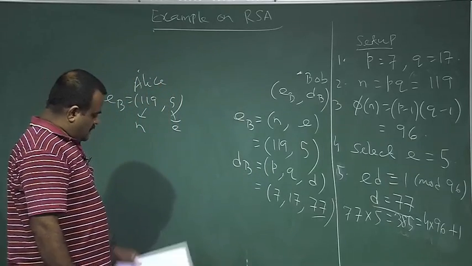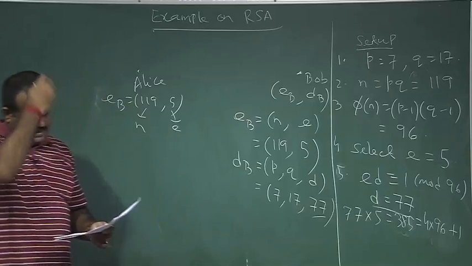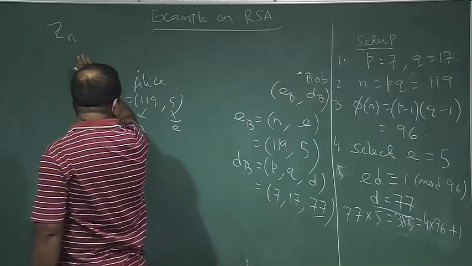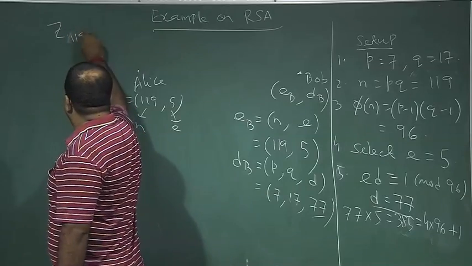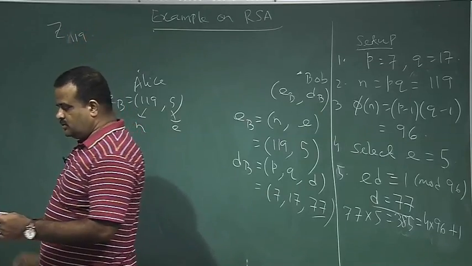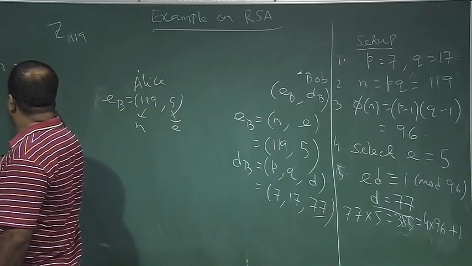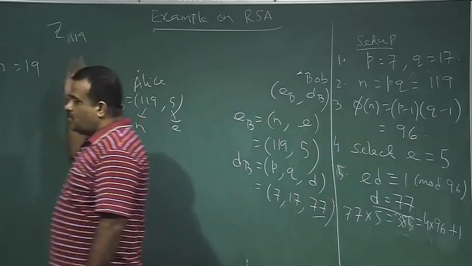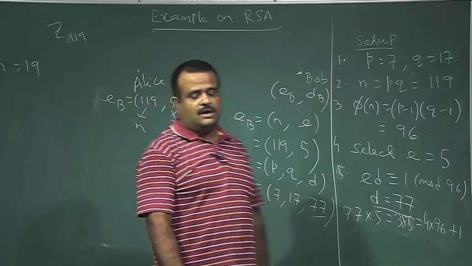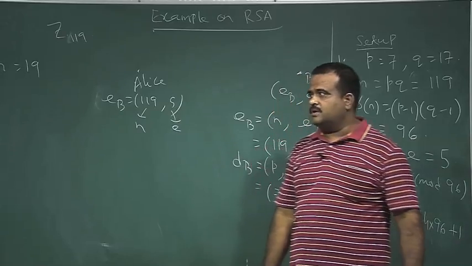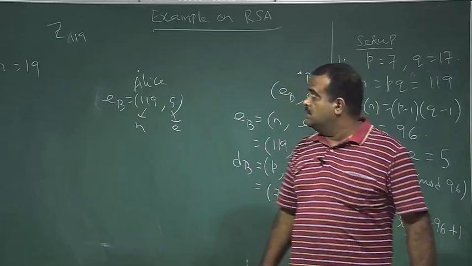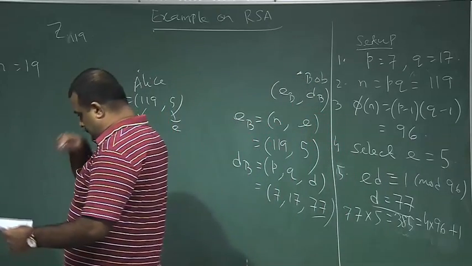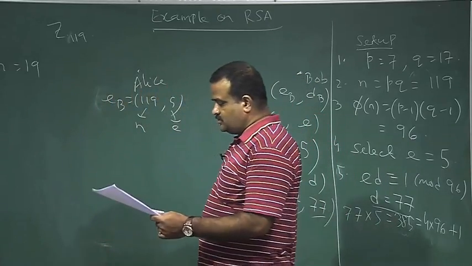Okay. Now Alice has to choose a message which comes from Zn, where n is 119. So Alice chooses m is equal to 19. This should be co-prime to 119 in order for Bob to perform the decryption algorithm. This is the message Alice wants to send to Bob.